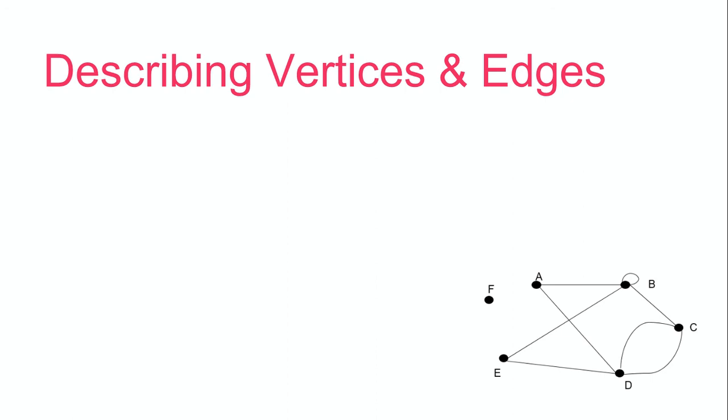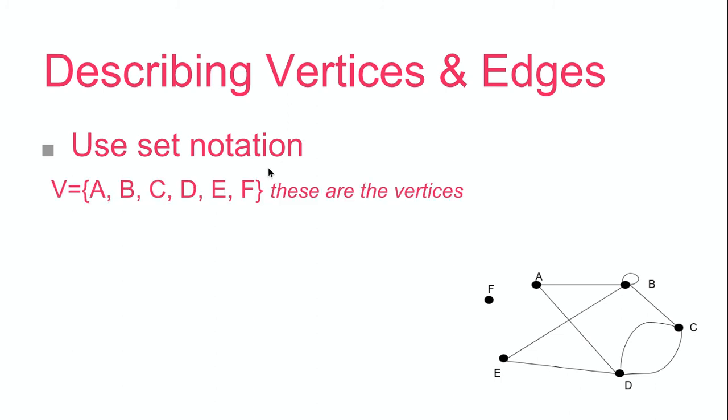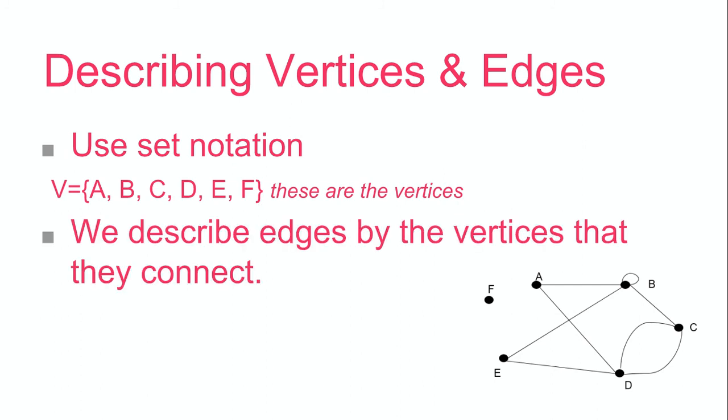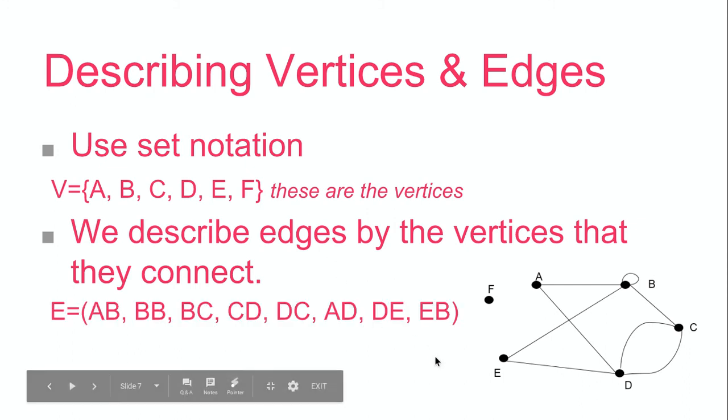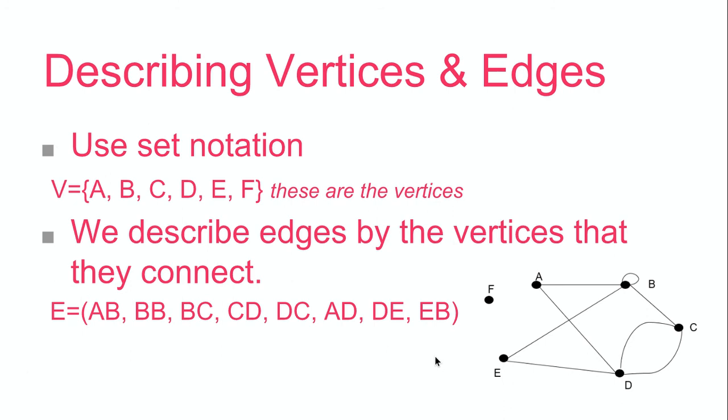Lastly, for this video, describing vertices and edges, we use set notation in order to describe them. We list all the vertices inside brackets to label all the vertices, and we describe edges the same way. We describe edges based on the vertices that connect them. So in this particular graph, we have 6 different vertices, A through F, and we have 1, 2, 3, 4, 5, 6, 7, 8 different edges.